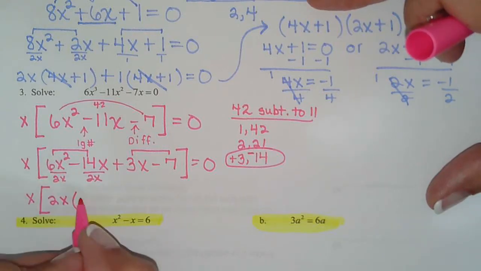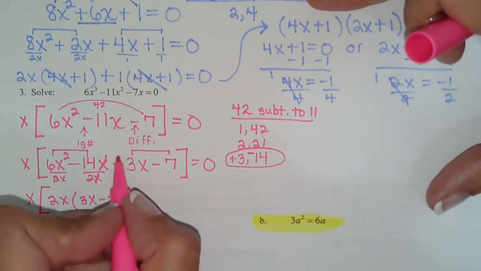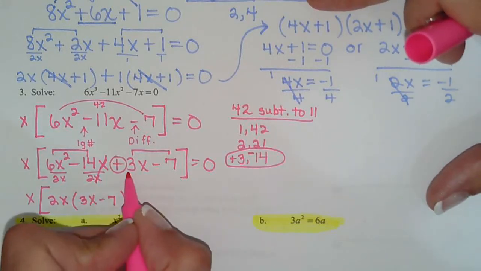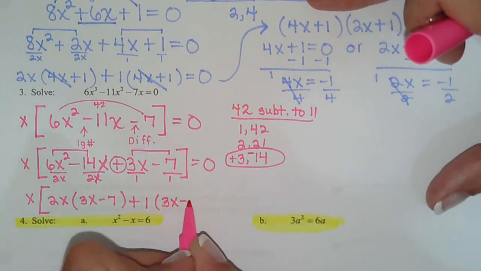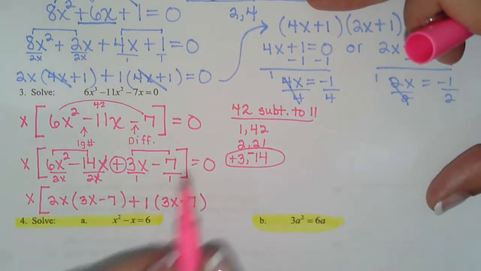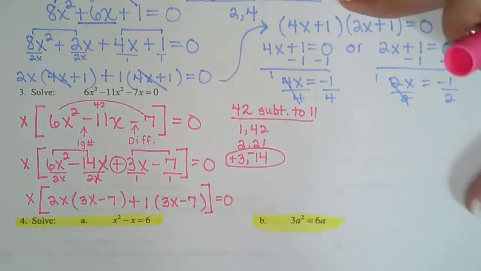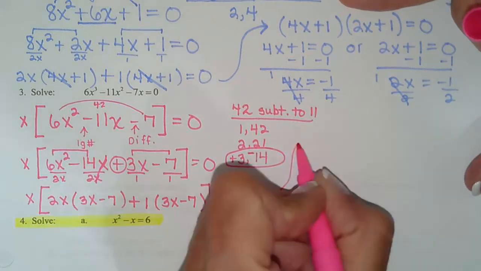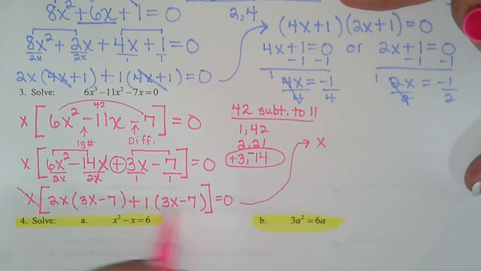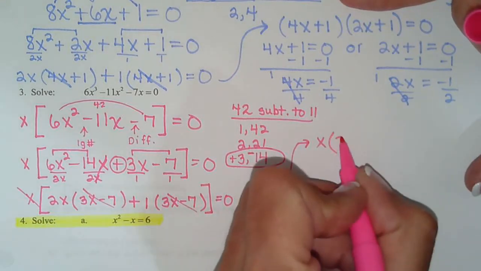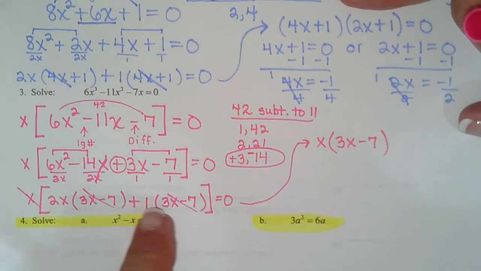So 2x is our GCF. We have 3x minus 7 left. We bring down the plus sign. Here our GCF is 1, so we put it out in front and we get 3x minus 7. And then set that equal to 0. So finally, we have our 0 out in front, so cross it out. Then we have our common binomial 3x minus 7, so write it next and cross it out. And then we have 2x plus 1.